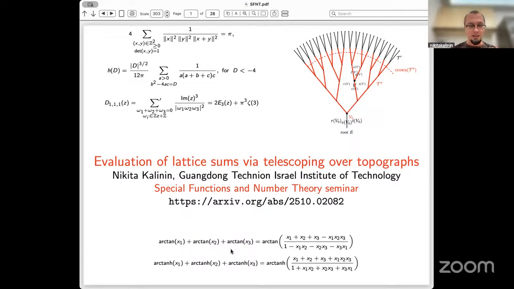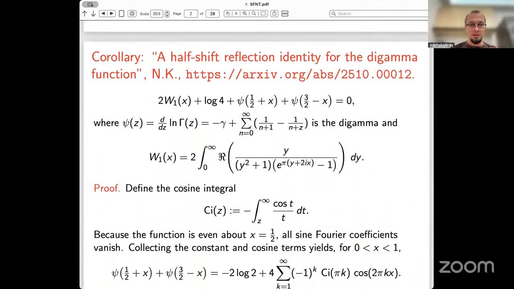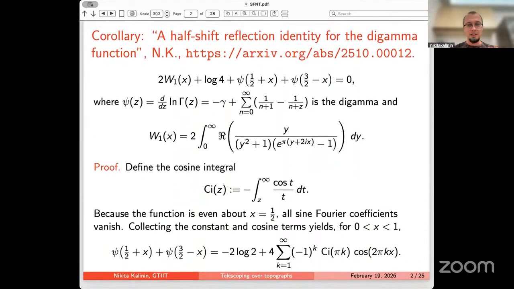Now, the next slide is about some corollary. I will not return to that. But my work on topographs and this formula has a strange side effect: I discovered an identity for the gamma function and for a certain integral. This integral WV1 appeared in other work about topographs, just some integral. And by studying topographs, I discovered an identity which relates this integral with the gamma.